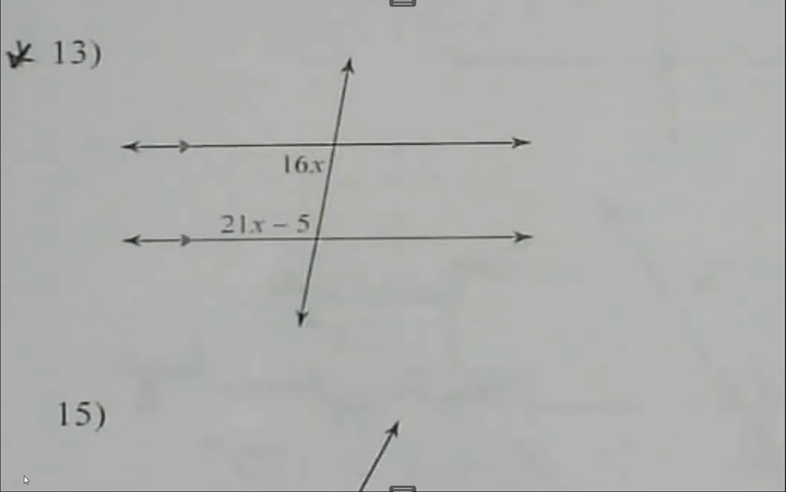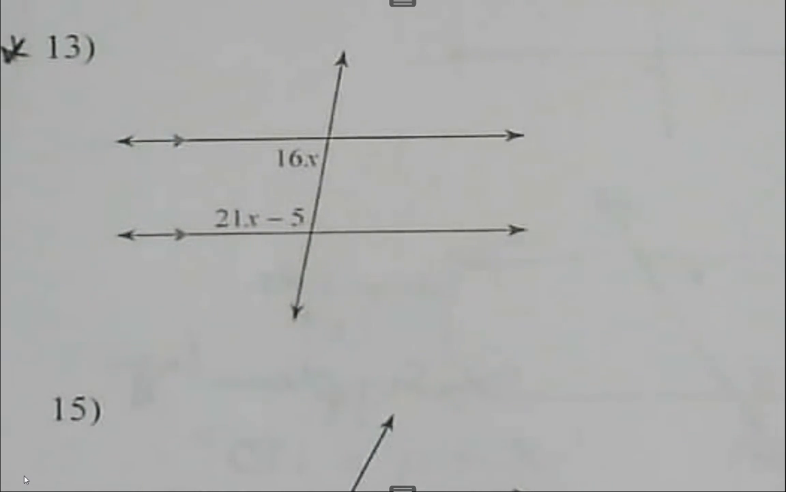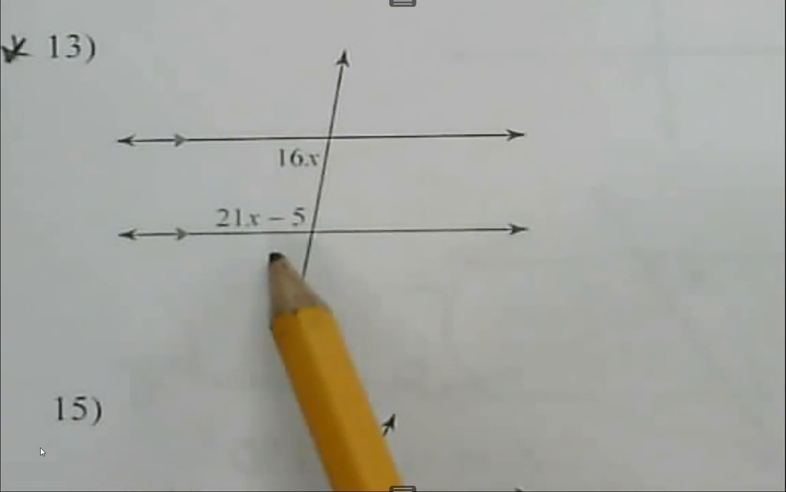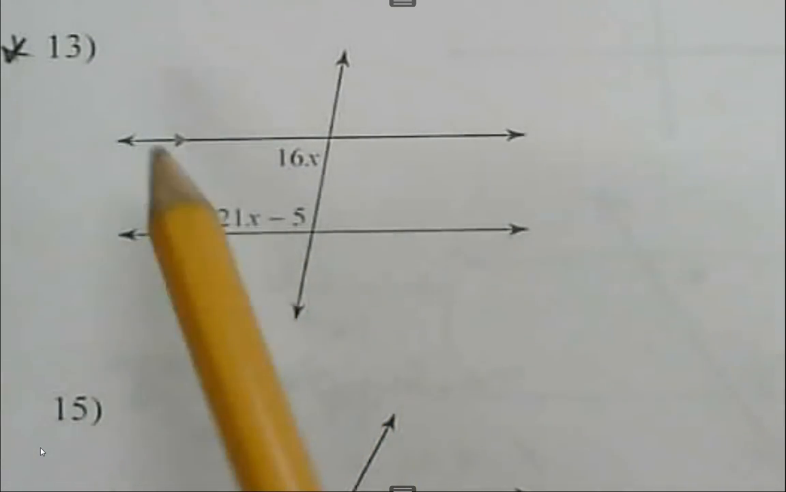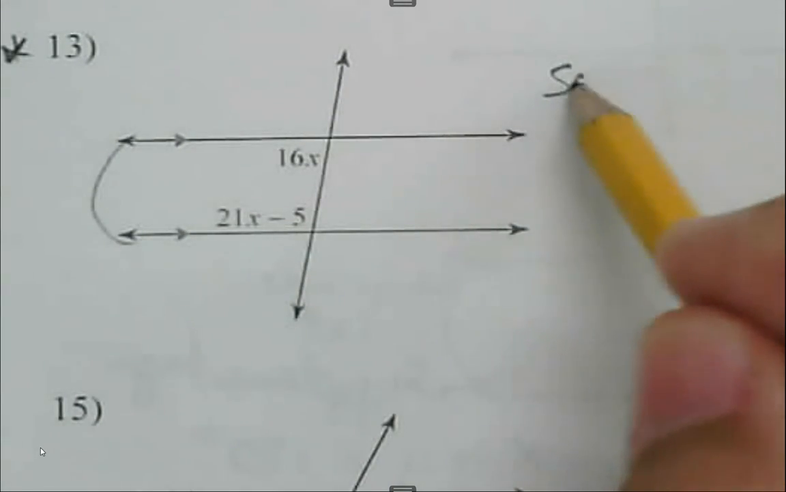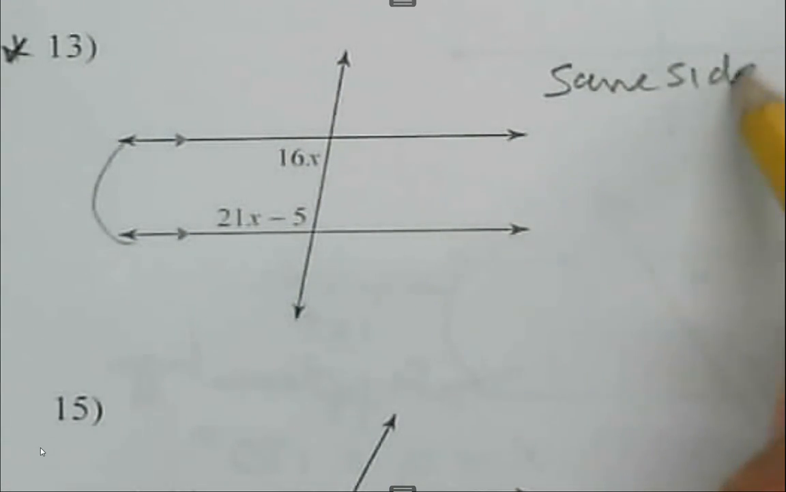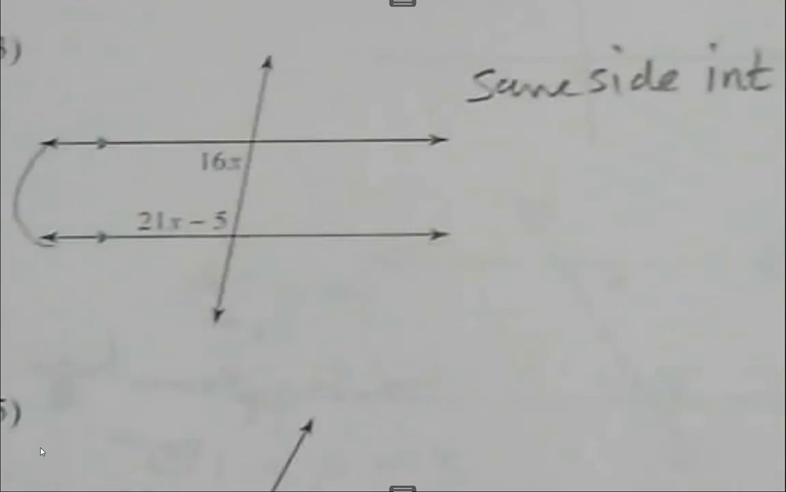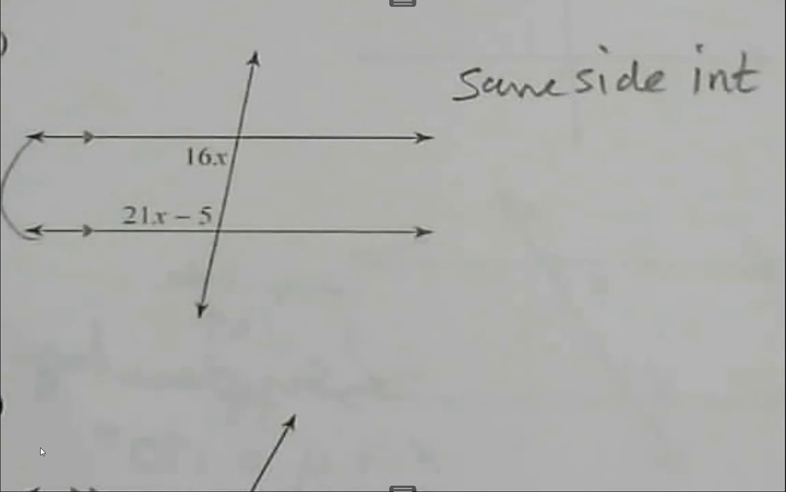Now let's look at number 13. For number 13, again, I'm asking myself, what kind of angles do I have? Well, they're on the same side of the transversal, and they're inside the car. So let's think about what we just said. Inside the car, interior, same side of the transversal, same side. So this is same side interior. Okay, so same side interior.